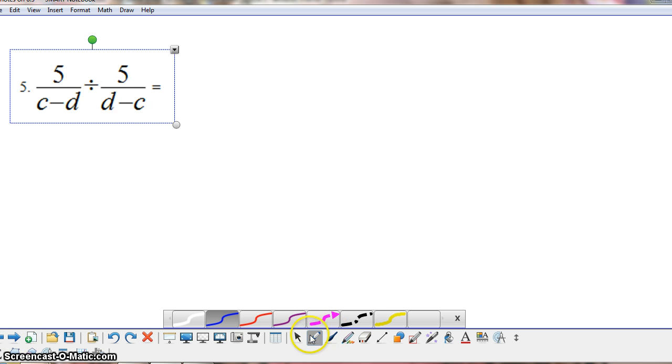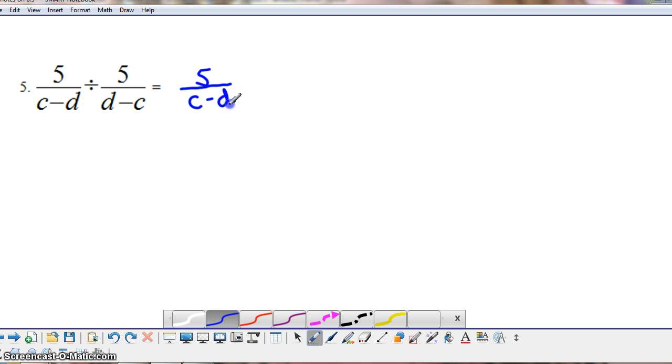The fifth example here we're going to take a look at is a little different. It looks like we're going to have quite a few things cancel out, possibly. We have things here that seem to be occurring more than once. We have 5 over c minus d, and then to divide by a fraction is the same as multiplying by its reciprocal. So we'd have d minus c over 5, and of course the 5's cancel. And d minus c over c minus d, well, those are opposites, and we know that when you take a number divided by its opposite, you get -1. So our final answer to this question is simply -1.